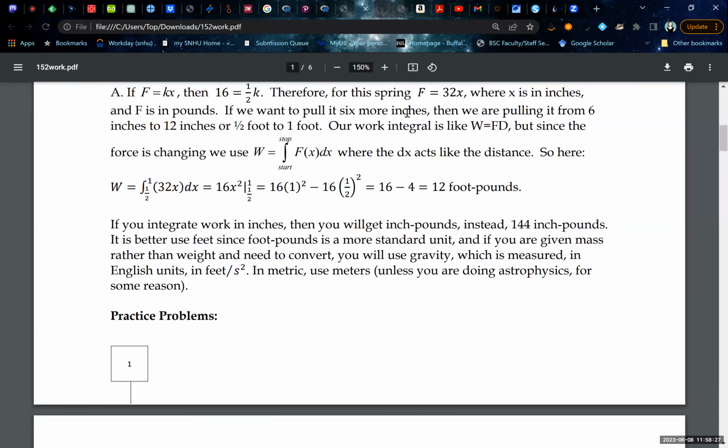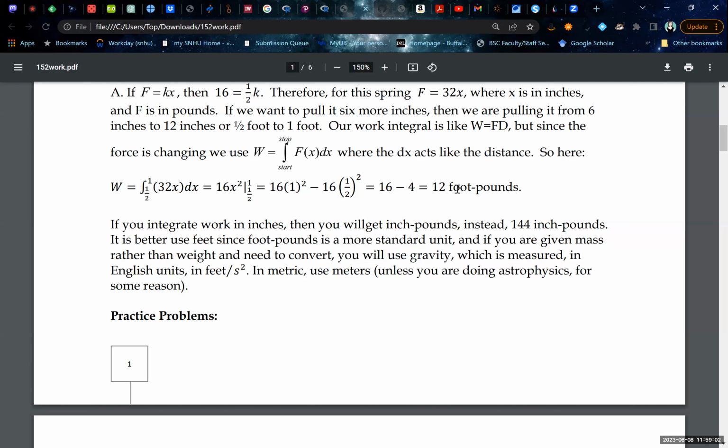If we want to pull it 6 more inches, then we are pulling it from 6 inches to 12 inches. And so we're going to integrate from 1/2 foot to 1 whole foot. We integrate the force from the starting point to the stopping point over the distance. So we're integrating from 1/2 to 1. Our force we found was 32x. And when we integrate that, we get 16x squared. We plug in our limits and we end up with 12 foot-pounds.